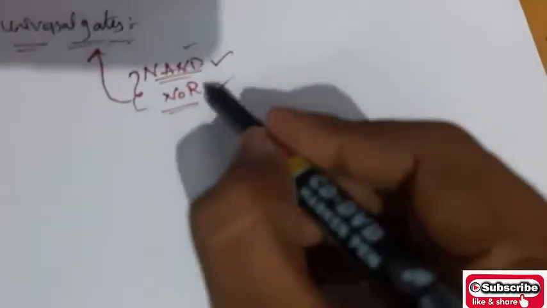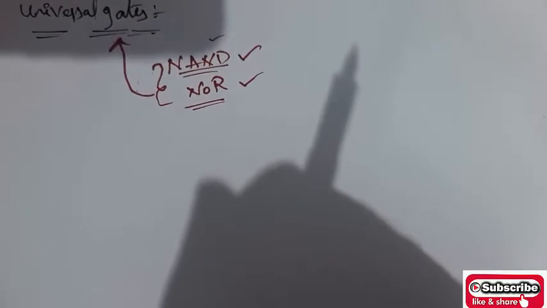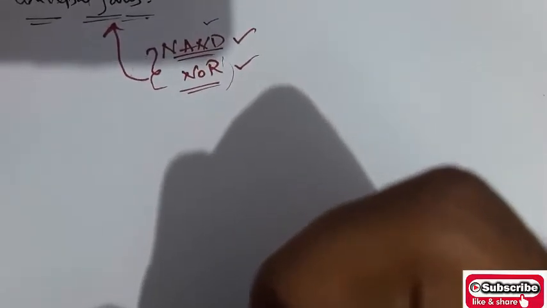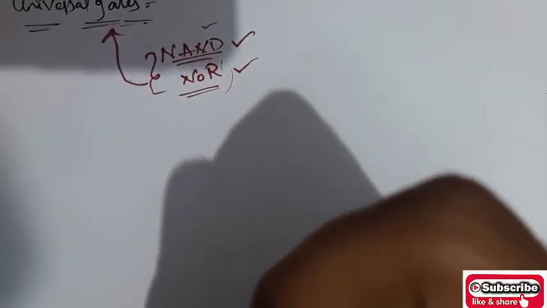Similarly, for the NOR gate case also, if you want to implement the NOT function, we can easily implement it by using the NOR gate, as well as AND, OR and NAND gates.